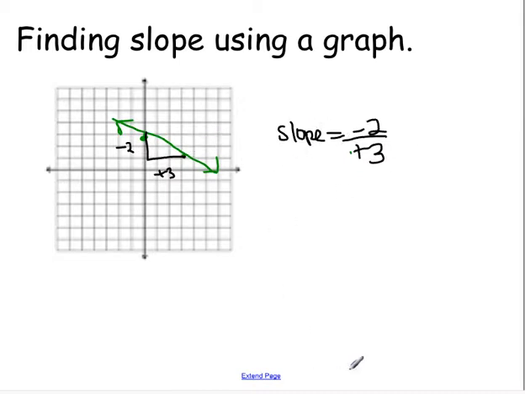If I had started on this point instead, I could have gone +2 over -3. That's still the same slope. Both have a negative slope.